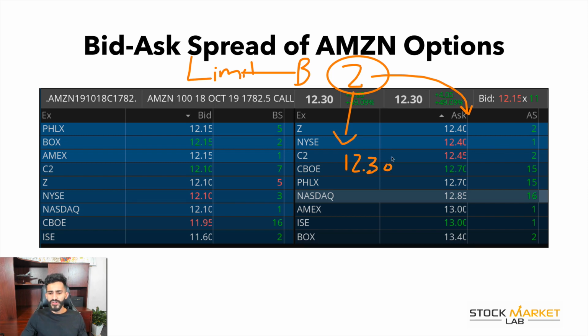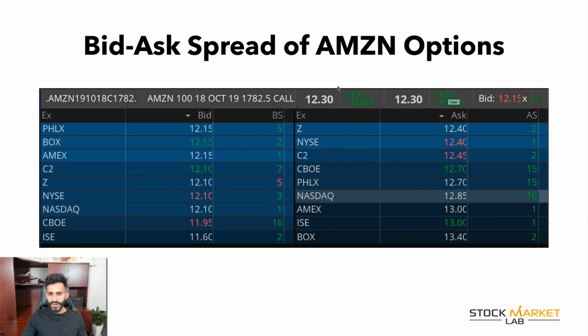Now, if I try for 12.30, which at times is kind of the mid price or the midpoint between the bid and the ask, I might get filled. If you look here, the last price that the stock traded at was $12.30. Now, the bid and the ask were probably the same, not saying they were or weren't, meaning that someone got filled at 12.30.